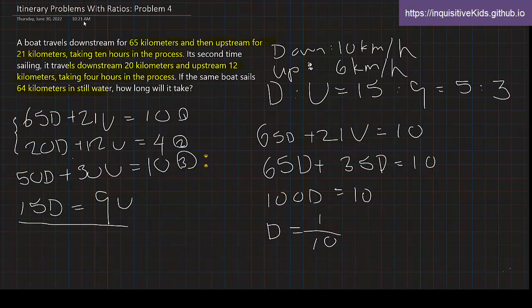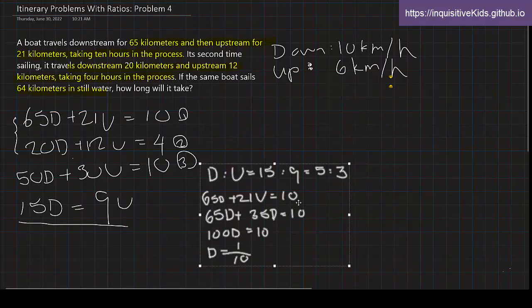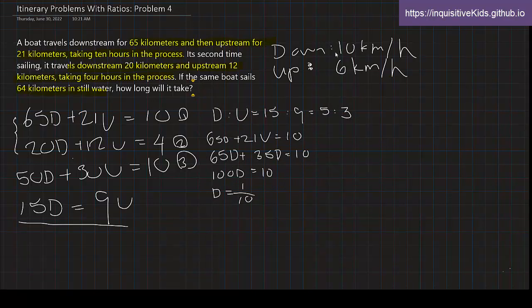So remember, in water sailing problems, downstream is equal to the ship speed plus the water speed, and upstream is equal to the ship speed minus the water speed. So what is the middle number in between 6 and 10? That would be 8. So we know that the boat speed is 8 kilometers per hour.